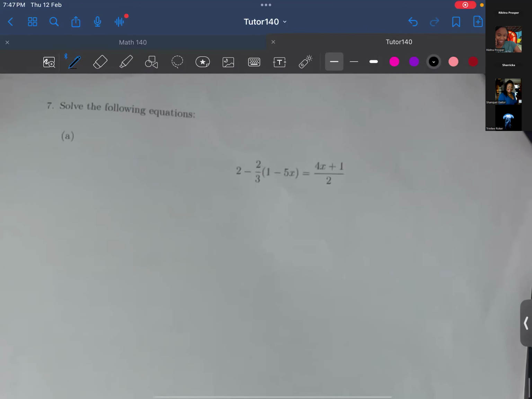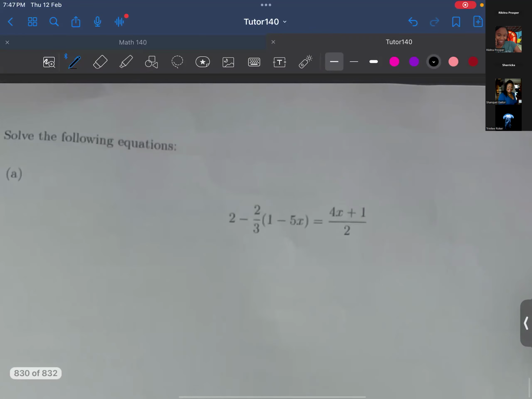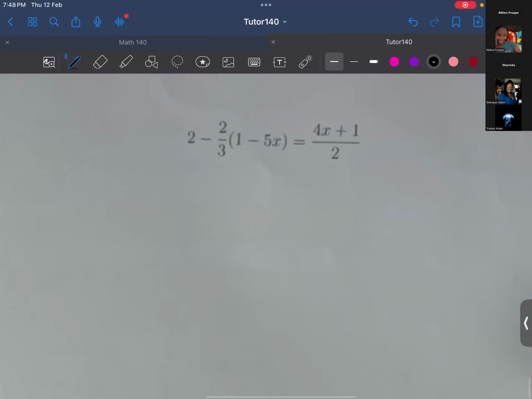Okay, so now solve the following expression. So my first thing that I want to do, since we have fractions and the denominators are two different values, is find the LCD of 3 and 2. So the LCD of 3 and 2: 2, 4, 6, 8. Then we have 3, 6. LCD of 2 and 3 is 6. So I'm going to multiply this entire equation by 6. So we have 6 times 2 minus 6 times 2 over 3.